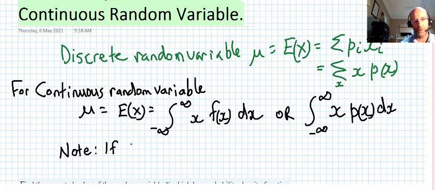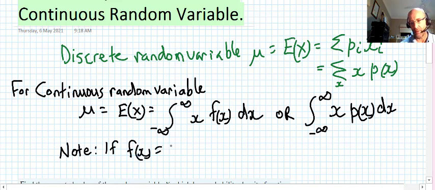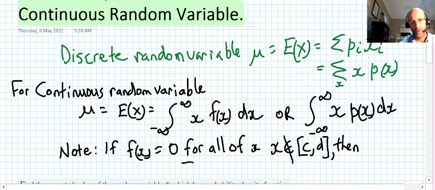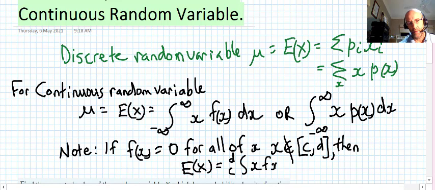Now, if you have one of those functions, let's use f of x, some function f, and its probability is 0 for all values of x outside of the interval CD, where C and D are real numbers, so that means they're not an element of the interval CD, then the expected value, or the mean, for this variable x just is the integral from C to D of x times f of x.